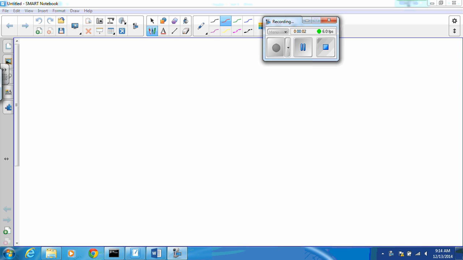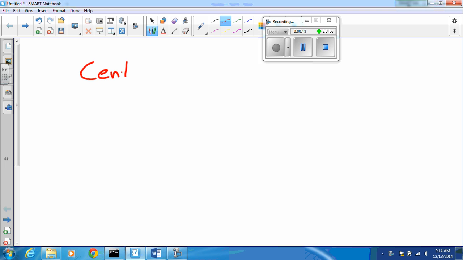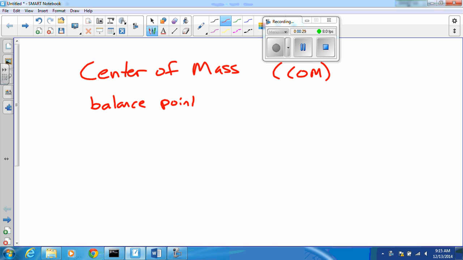Howdy. We're going to be talking today about the center of mass of a system of objects. The center of mass can be thought of as the balance point. And we're going to use the abbreviation COM for center of mass, usually. So the center of mass is the balance point of a system of objects.